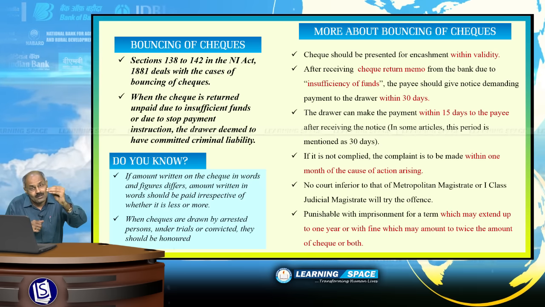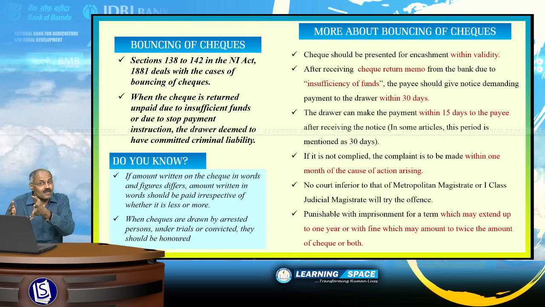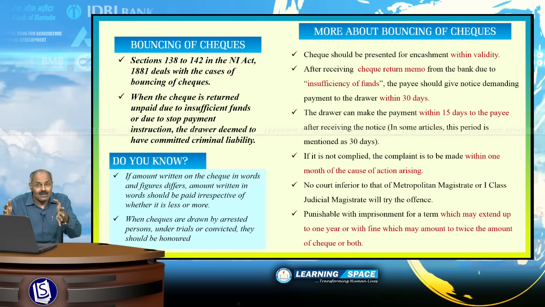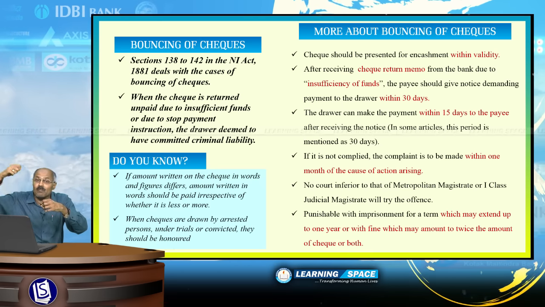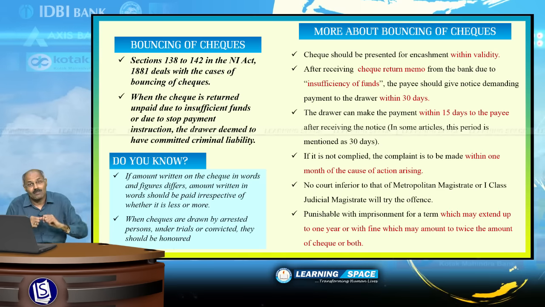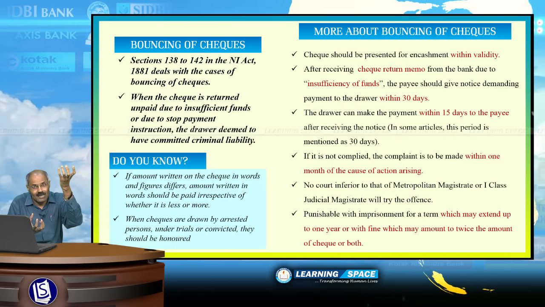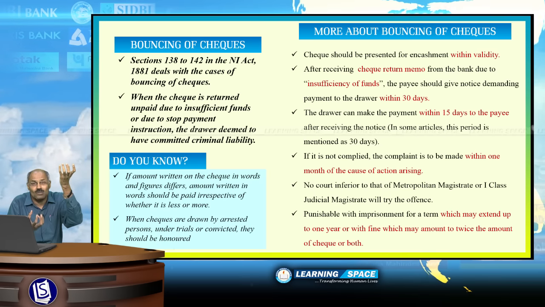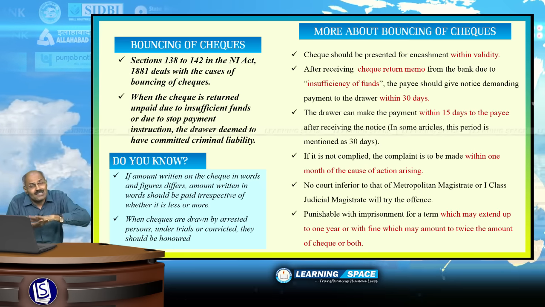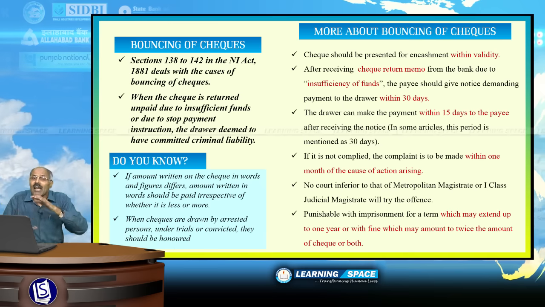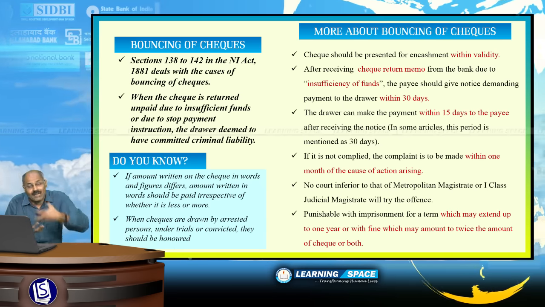The check should be presented within validity. If the check is not presented within the valid period of 3 months, then he cannot claim. Banks cannot honor checks presented beyond validity, first and foremost thing. And the second thing is, when the check is dishonored, a check return memo will be issued. That means X has given a check to Y. If the check is dishonored by the bank, then Y will get a check return memo.